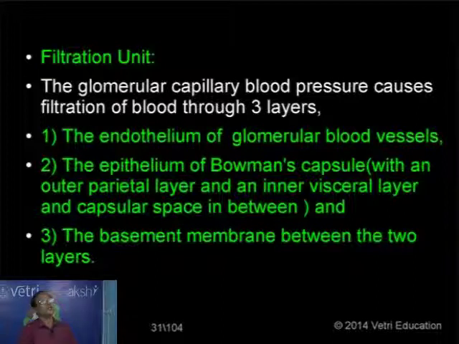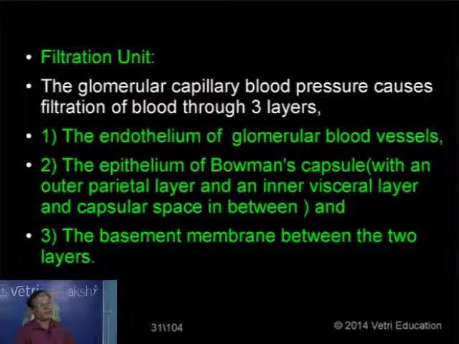Number one, the endothelium of blood capillaries. The single layer of blood capillaries is called endothelium. The second one, the epithelium of the Bowman's capsule, a cup-shaped structure formed of cuboidal epithelium, and that capsular epithelium is formed of two layers. The outer layer is called the parietal epithelium, the inner layer is called the visceral epithelium. The visceral epithelium plays a major role in the filtration process. So, number one, the endothelium of the capillaries; number two, the epithelium of Bowman's capsule, which is arranged in two layers.